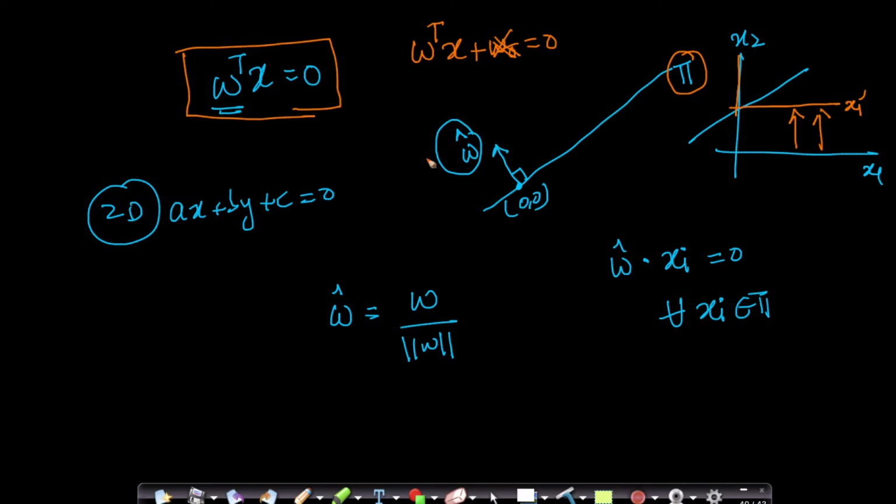So the geometric interpretation of your W is nothing but a vector which is perpendicular to your plane. In 3D, if this was your plane, I'll just draw it for simplicity, and if this was origin, then your W is a vector like this, which is perpendicular to all the points on this plane. Okay, so the math just works even if you go into 2D, 3D, 4D, nD. That's the beauty of it, as I kept repeating myself.